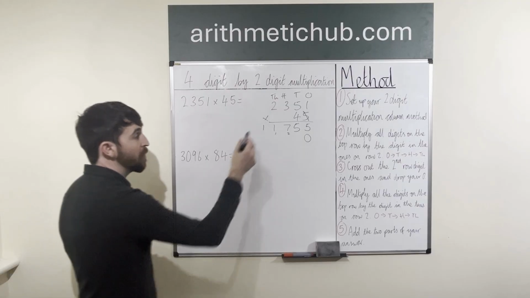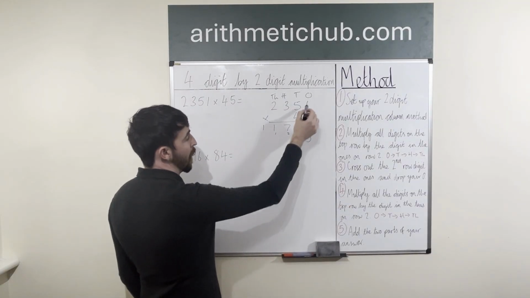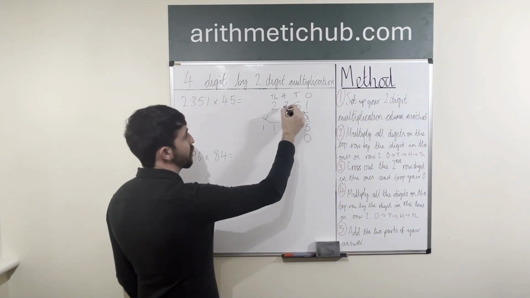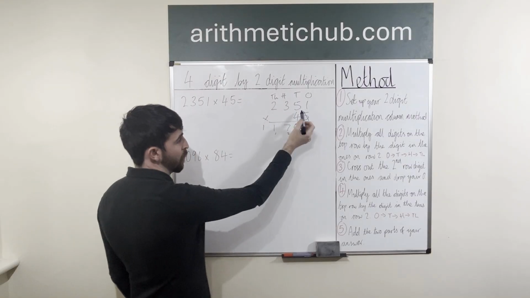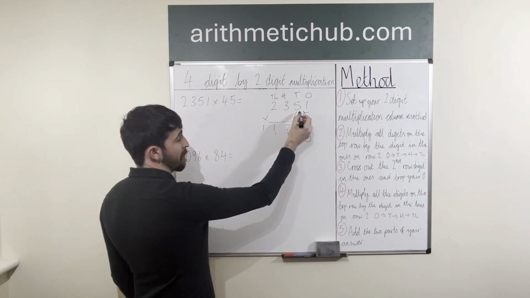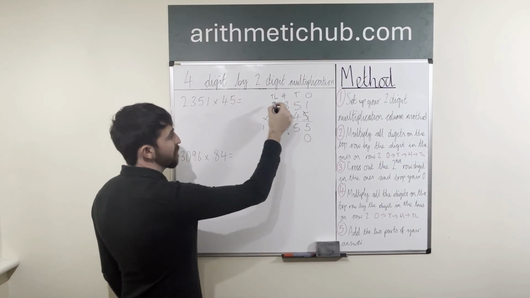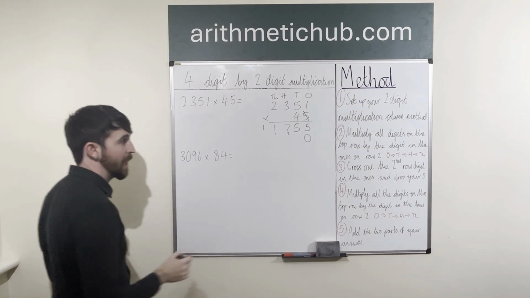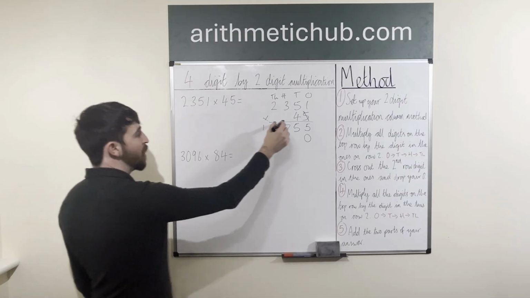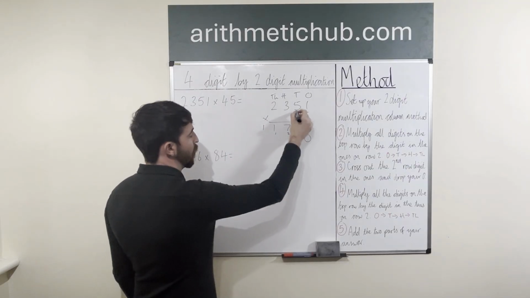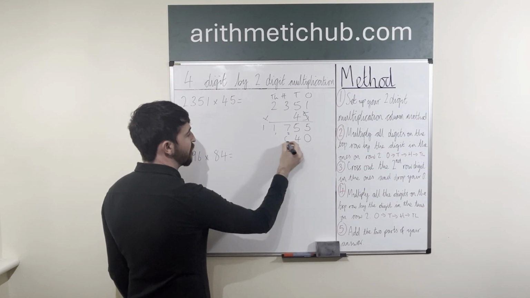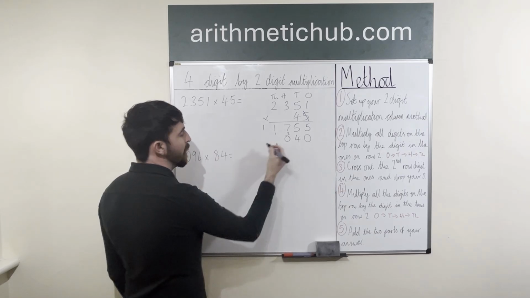So now we're going to do exactly the same thing. We're going to go 1 times 4, 5 times 4, 3 times 4 and 2 times 4. So the ones times the second digit, the tens times the second digit, the hundreds times the second digit, and then the thousands times the second digit. Okay, so 1 times 4 is going to give me 4. 4 times 5 is going to give me 20. 0 in, carry the 2.